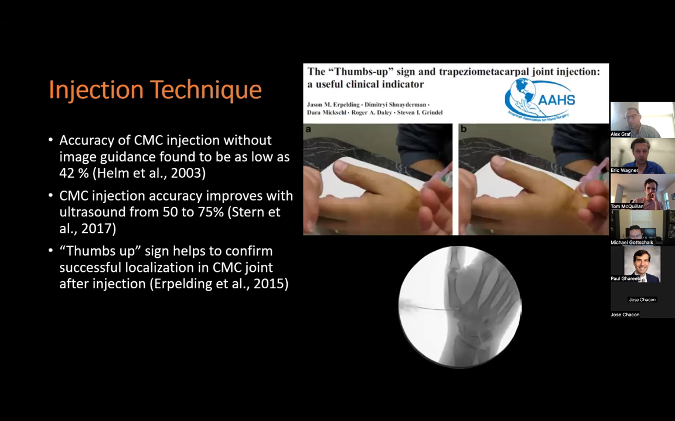I personally refer these injections for ultrasound guidance. I was humbled to see that Dr. Stern did a study in which he just blindly tried to do a CMC injection in a cadaver and took an X-ray. And with his experience, he was still only 50 to 75% accurate. And so I think that in some patients, especially if you have an assistant apply traction, it's much easier to get into the joint. But ultrasound definitely increases the accuracy.